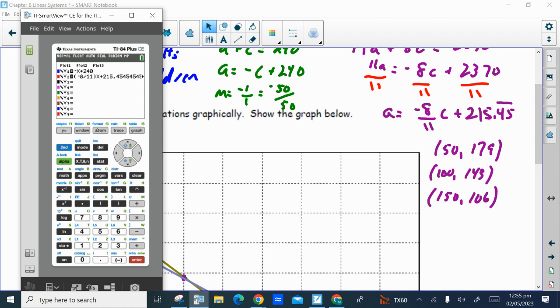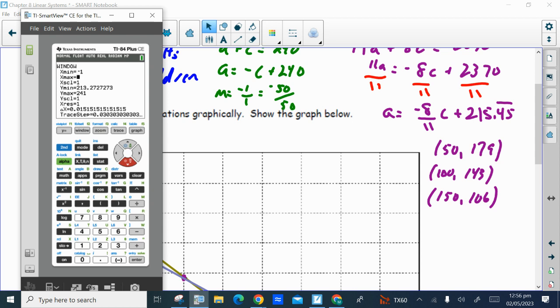So remember, if we go zoom fit, which is zoom 0, the calculator picks the windows for us. And yesterday, every time we did that, we could see the point of intersection. This time we can't. The point of intersection will be somewhere off to the right of this graph, which means we have to make our x max larger. So at the top row here, there's a window key. If I hit that, this is where we can change our x max.